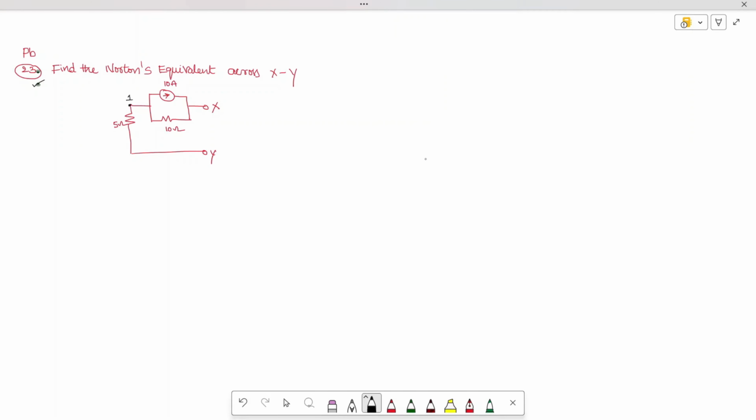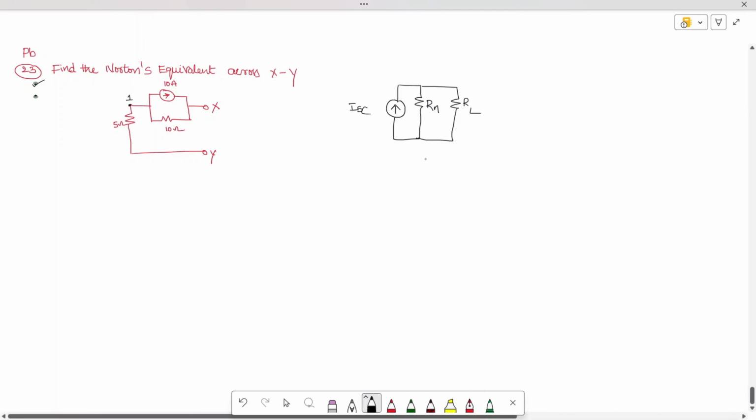So the Norton's equivalent we need to find out consists of a current source. The magnitude of this current source is ISC, and it is connected in parallel to a resistor, which is called the Norton resistance, and we are connecting a load resistor, which is called the load resistor RL. So we need to find out this Norton's equivalent circuit.